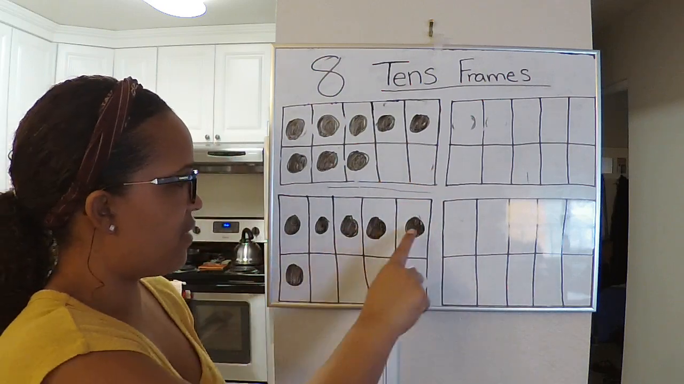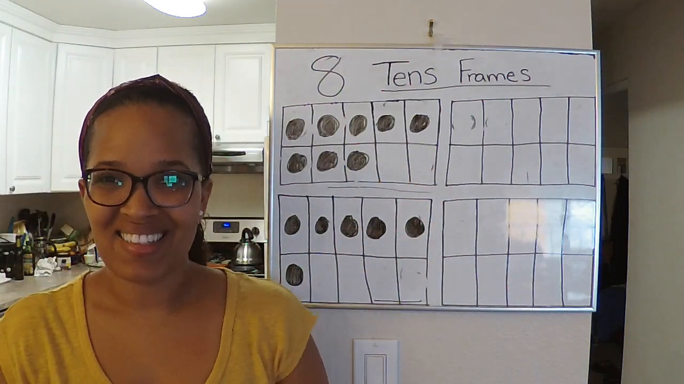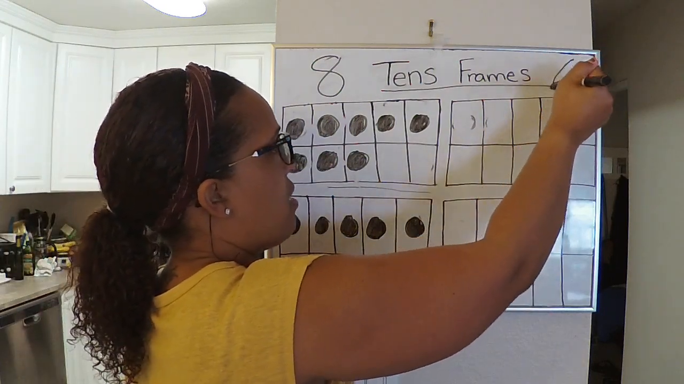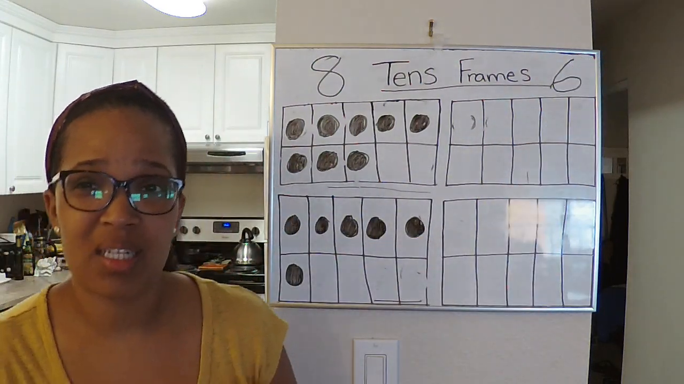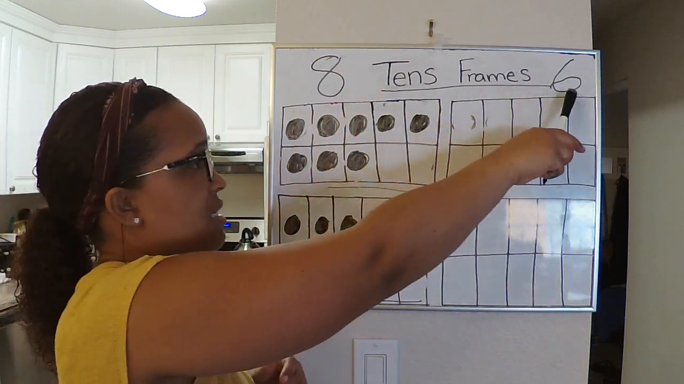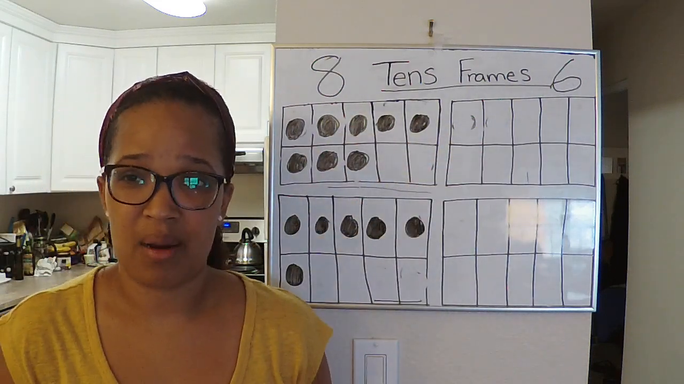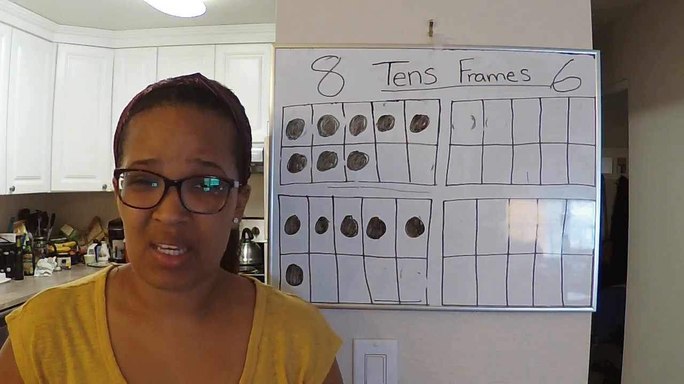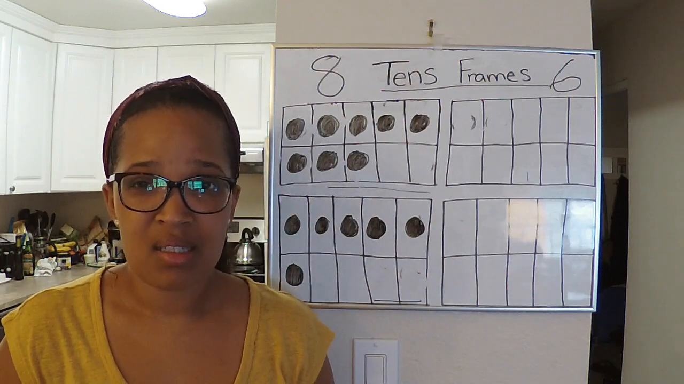Let's check our work again. 5 and 1 is 6. Excellent. And I'm going to put a 6 right here. And just like we did with the first problem, we're going to compare the numbers 8 and 6 with each other and see which one's bigger. Before we even figure it out, what is your prediction? What do you think, or what do you know about those two numbers?